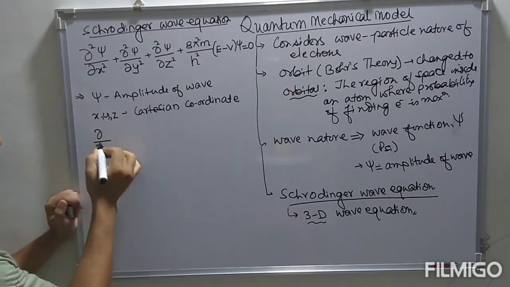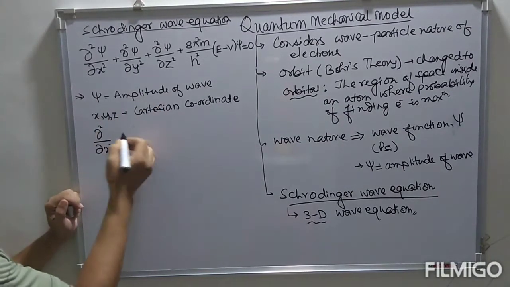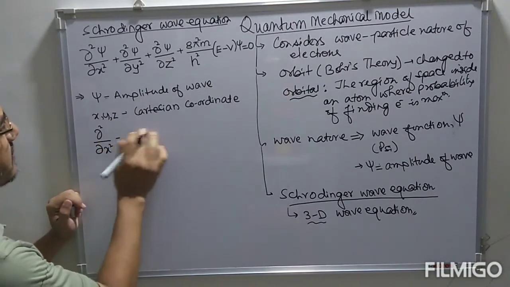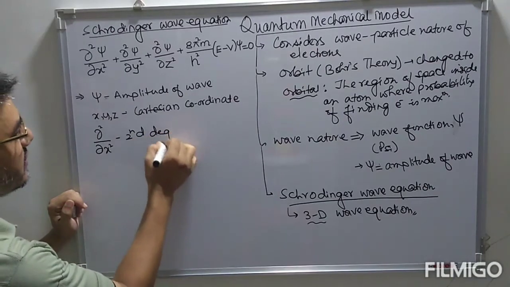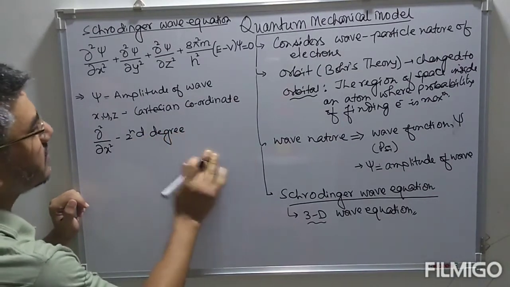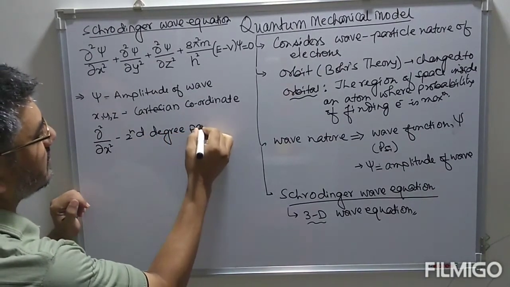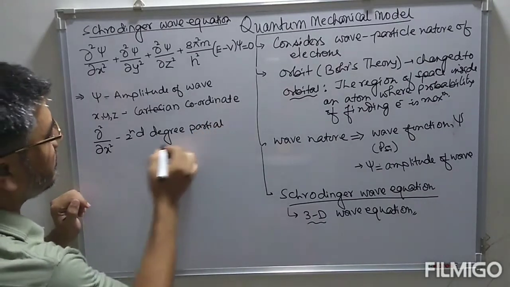This del square by del x square, del square by del y square, del square by del z square represents a second degree partial differential.